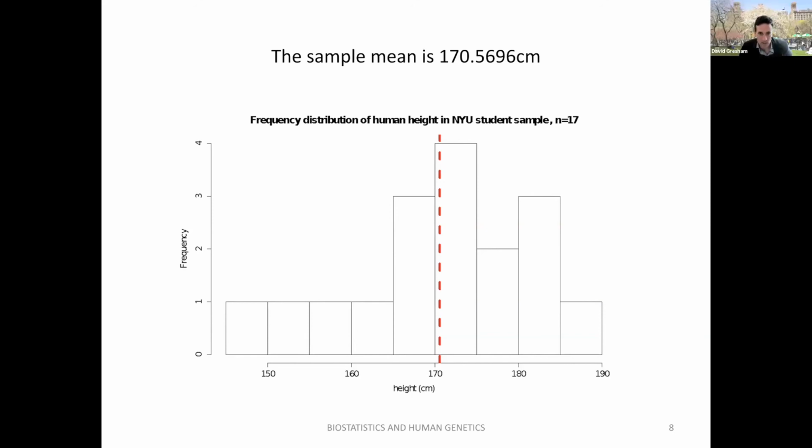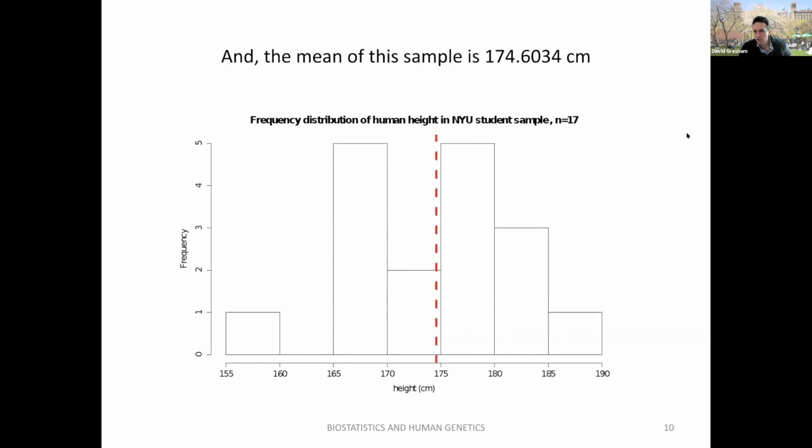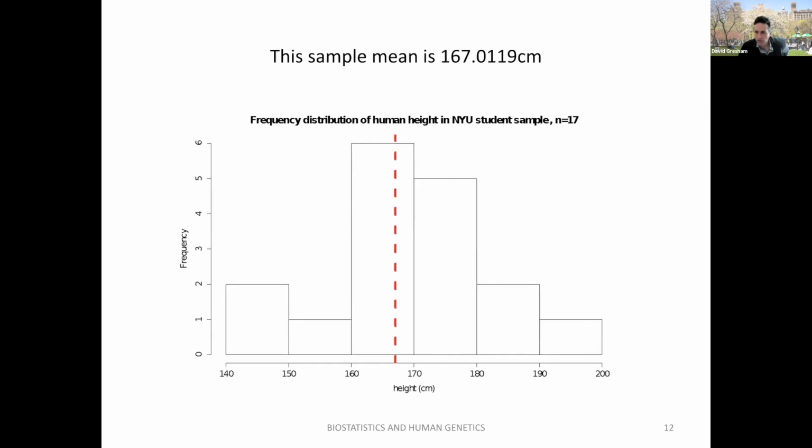So let's do it again. Now here's my distribution when I take a different sample of 17 individuals, and here's the mean. Now the mean of my sample is 174.6. I can take a third one, and now my mean is 167. So I just keep randomly sampling from this population, computing the mean of 17 individuals every time, and I get a different sample mean every time. And so I am simulating this crazy experiment of continuously randomly sampling from the population with the same sample size.